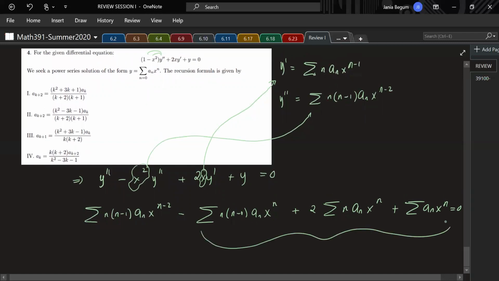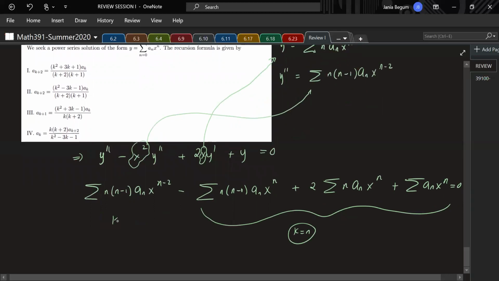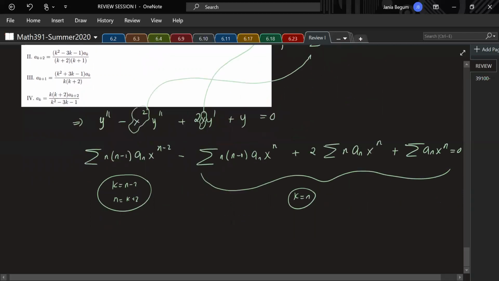So all of these can use the same substitution, k equals n. And just for the first one, we can do k equals n minus 2, which means n is k plus 2. So that's pretty cool. Well, now we can rewrite everything in terms of this new k variable, and every x will now have the power x to the k, and I can pull that out and rewrite all of its coefficients.